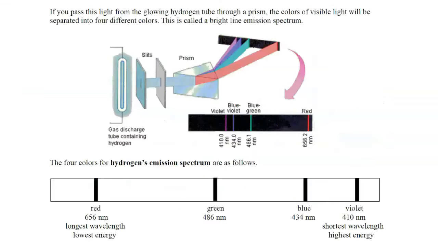So you can see on this slide that there is a gas discharge tube containing hydrogen, and if you pass this light from the glowing hydrogen tube through a prism, the colors of visible light will be separated into 4 different colors, and this is called a bright line emission spectrum. The 4 colors of the hydrogen's emission spectrum are red, green, blue, and violet, and each one of these colors has a different amount of energy.